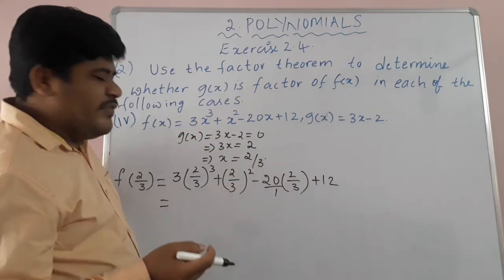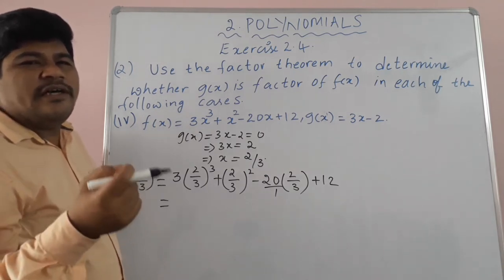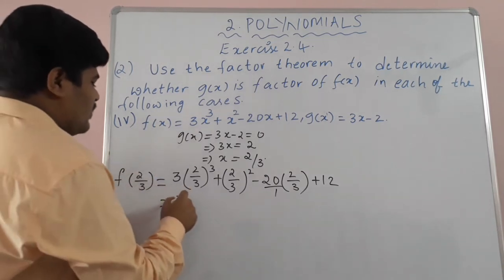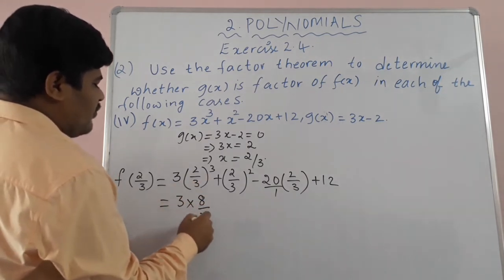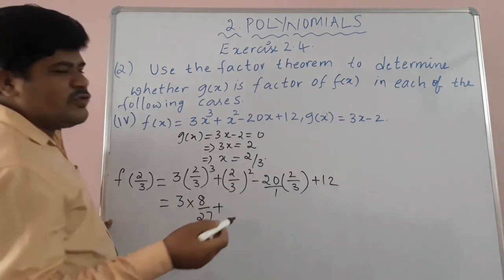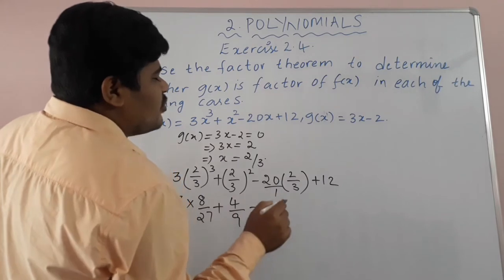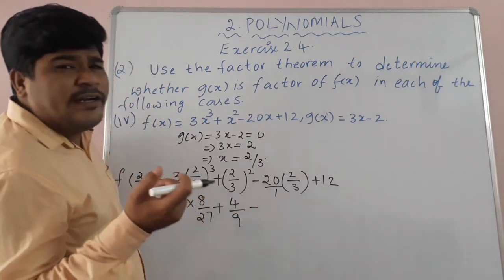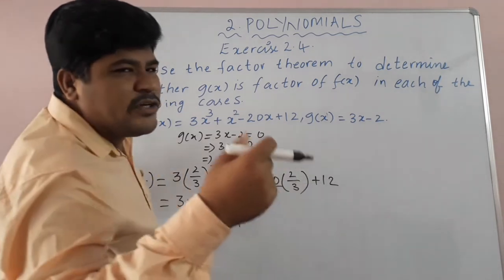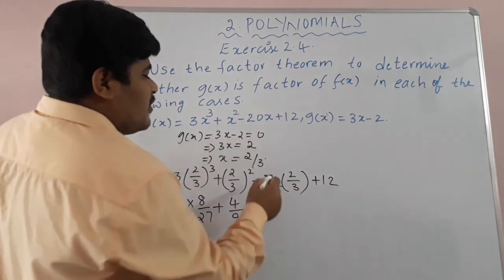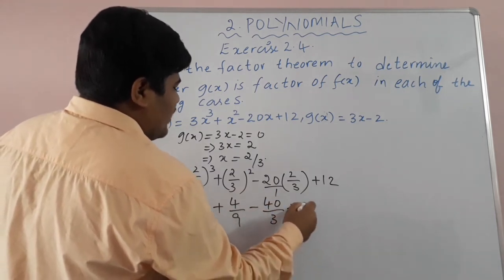Children, here we will use the formula (a by b) whole to the power of m is equal to a to the power of m by b to the power of m. So 3 into 2 by 3 whole power 3 is 2 cube by 3 cube, which is 8 by 27, plus 2 by 3 whole square, 2 square by 3 square, that is 4 by 9, minus 20 into 2 by 3. 20 can be written as 20 by 1. So 20 by 1 into 2 by 3: numerator into numerator by denominator into denominator. 20 2s are 40 by 1 3s are 3. So plus 12.